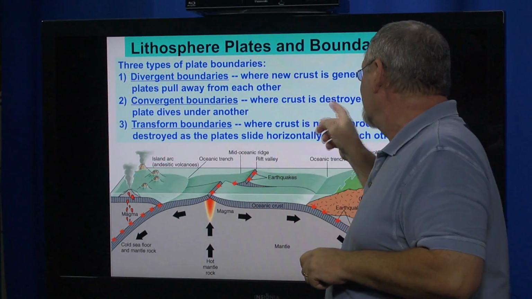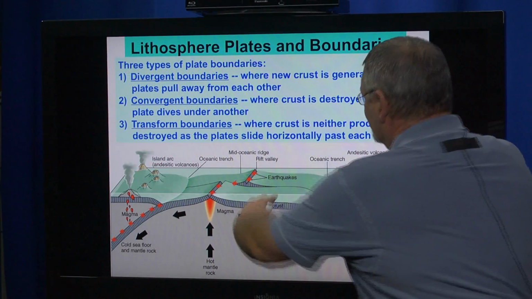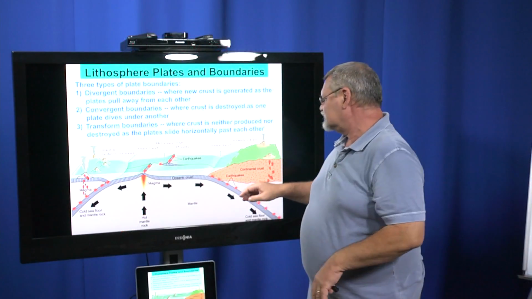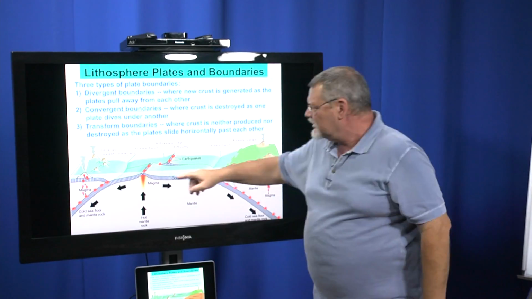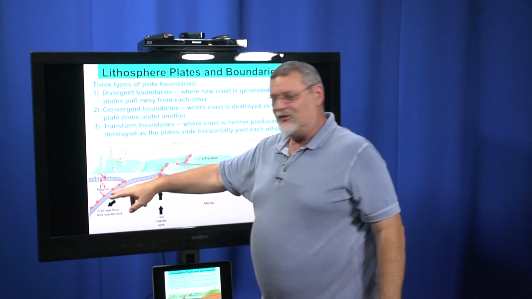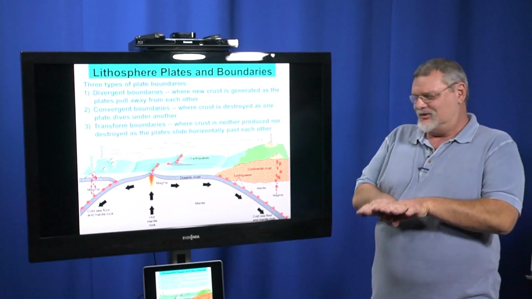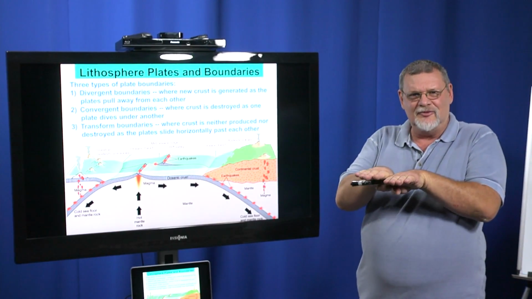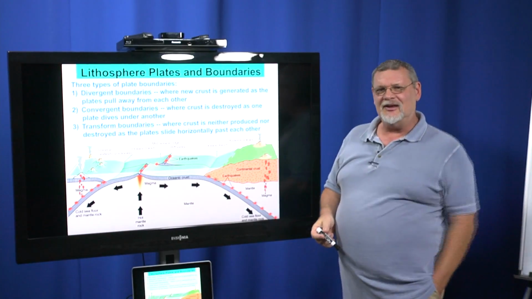Convergent boundaries are where crust is destroyed as one plate dives underneath the other. As these things come together, one of them is going to go underneath the other one. I'll talk about that. So they're converging. Converging means to come together. Over here you have two oceanic plates coming together, and some stuff is happening here. And then a transform boundary is where the crust is neither produced nor destroyed as they slide horizontally back and forth next to each other. The most famous example of that would be the San Andreas Fault.